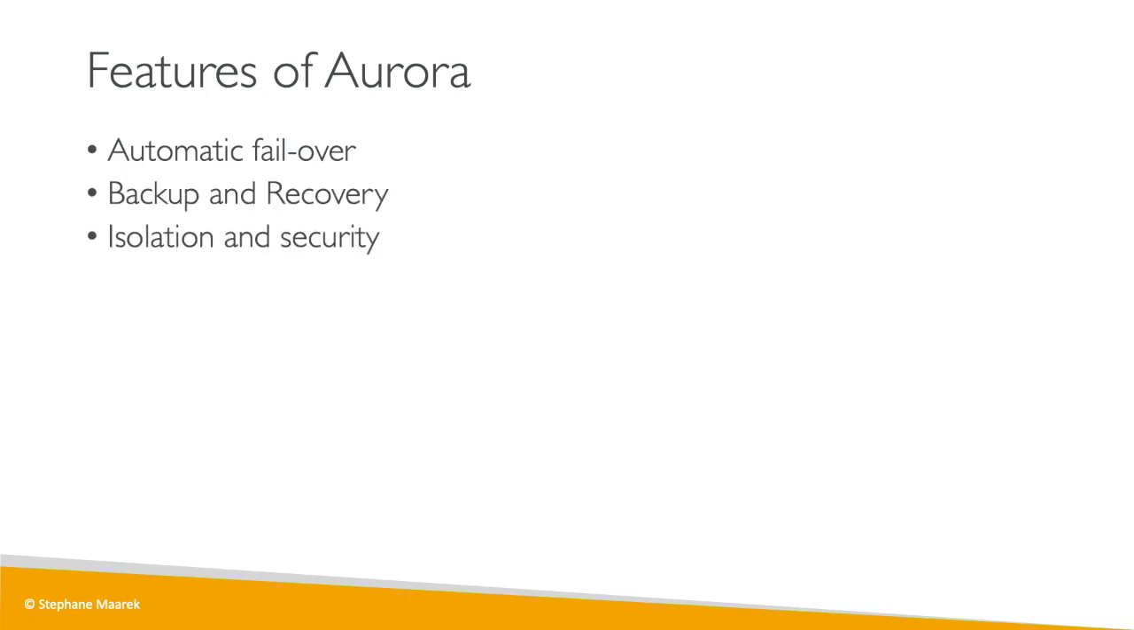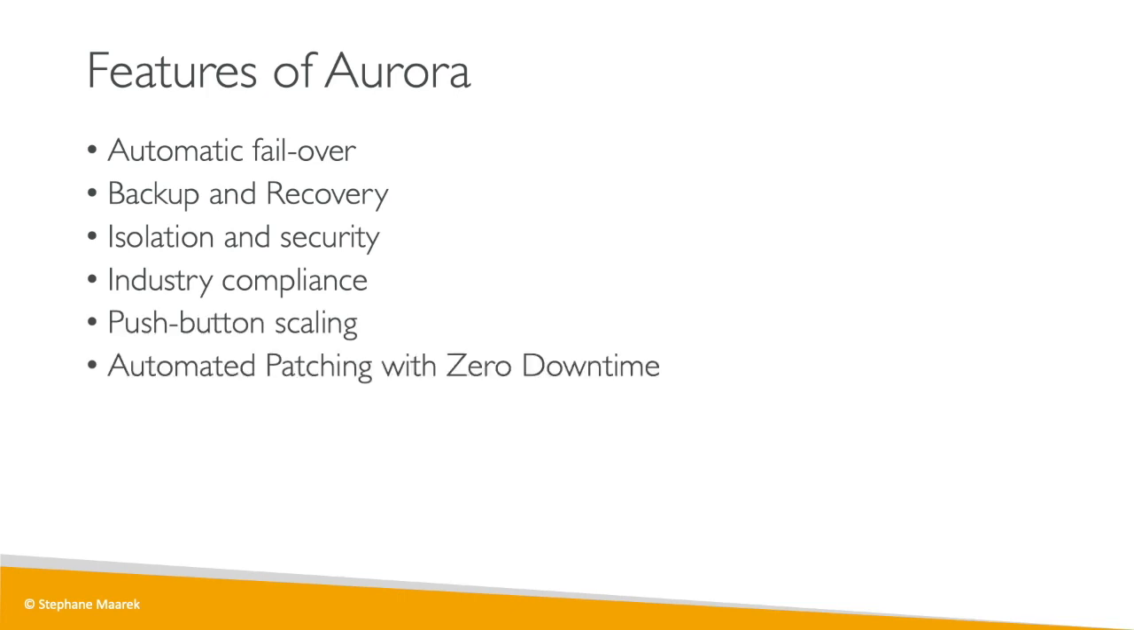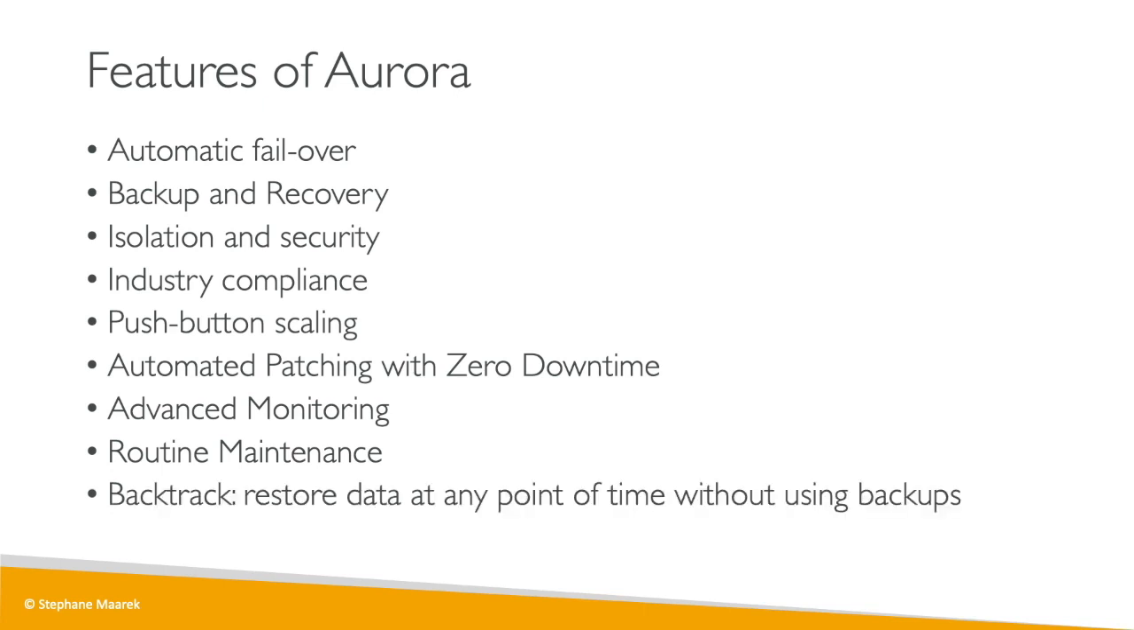Now, if we go deep into the features, you get a lot of things I already told you: automatic failover, backup and recovery, isolation and security, industry compliance, push button scaling by auto scaling, automated patching with zero downtime, so it's kind of cool dark magic they do in the backend. Advanced monitoring, routine maintenance, so all these things are handled for you. And you also get this feature called backtrack, which is giving you the ability to restore data at any point of time. And it actually doesn't rely on backups, it relies on something different. But you can always say, I want to go back to yesterday at 4 p.m. And you say, oh no, actually I wanted to do yesterday at 5 p.m. And it will work as well, which is super neat.